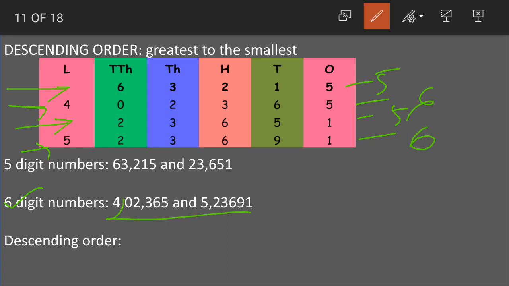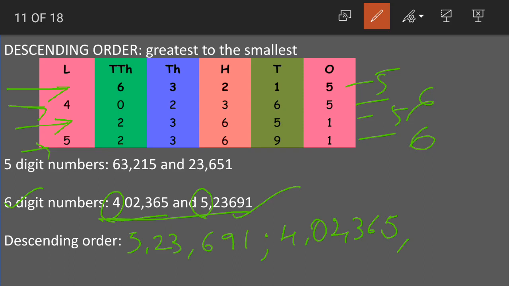So first we should write the greatest number among these two 6-digit numbers. Now let us compare the first digit, which is in the highest place value. Which one is the higher number, children? 4 or 5? 5. So 5,23,691 becomes the greatest number among all these four. Then we are having the next 6-digit number, 4,02,365.